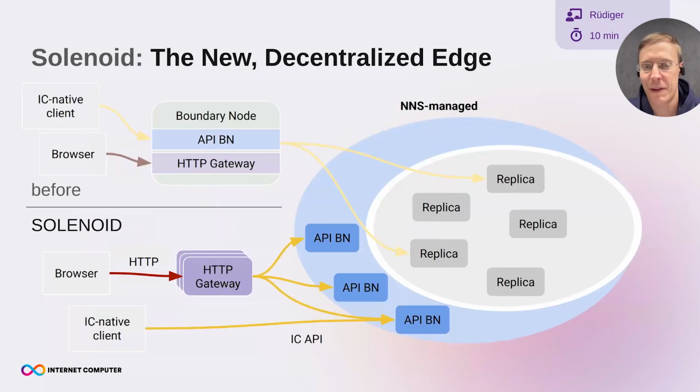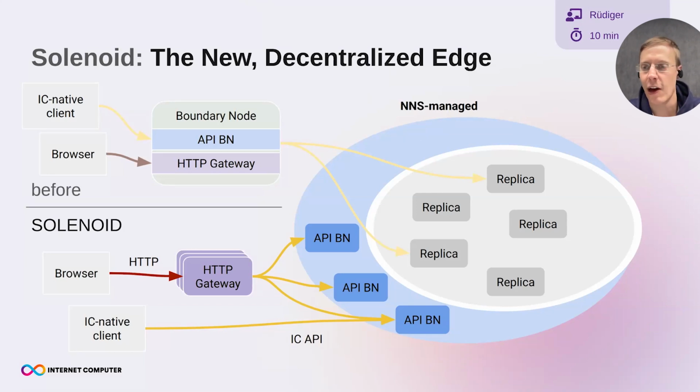I kept the old architecture above, a bit grayed out, as a memory for you, and below you see the new architecture. The main idea behind the new architecture is to split what I call the legacy boundary nodes into two components, the API boundary nodes and the HTTP gateways. I stressed these two different request types so much before because the split actually happened more or less along these request types. So the API boundary nodes only handle IC API calls, and they now form the new public interface of the internet computer.